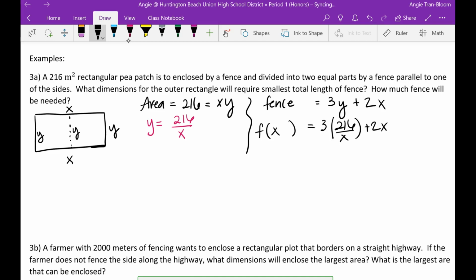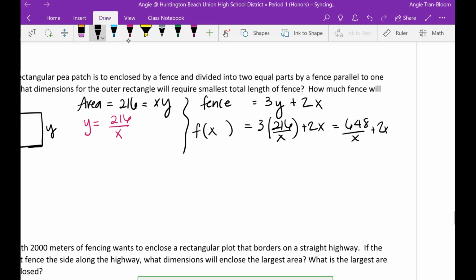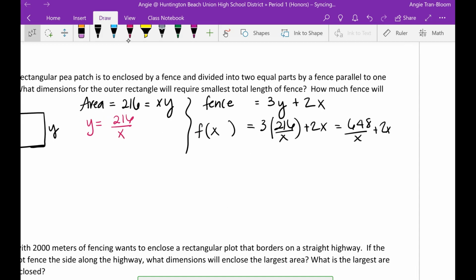Okay. Someone give me 216 times 3 is what? 648. Equals 648 over X plus 2X. Okay. I don't need to make this pretty because I'm about to do what? I need to derive it, right? So go ahead and do F prime for me. What would you get?